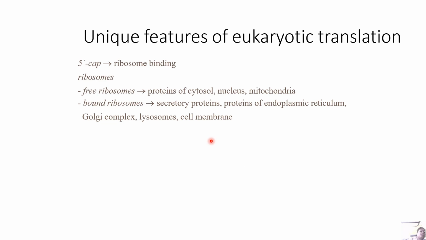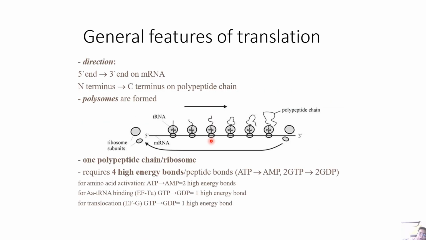What are the unique features of eukaryotic translation? The 5' cap is for ribosome binding. Ribosomes can be free ribosomes, making proteins of cytosol, nucleus, mitochondria, or bound ribosomes, making regulatory proteins and proteins of endoplasmic reticulum, Golgi complex, lysosomes, and cell membrane. So the direction will be 5' to 3' on mRNA, N terminus to C terminus on the polypeptide chain. So polysomes are formed. Now, one polypeptide chain requires high energy bonds like ATP, GTP, GDP for amino acid activation.